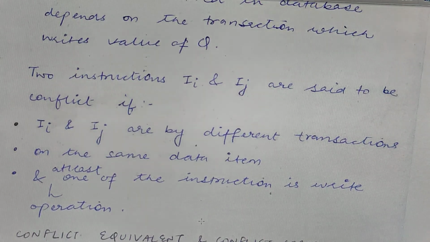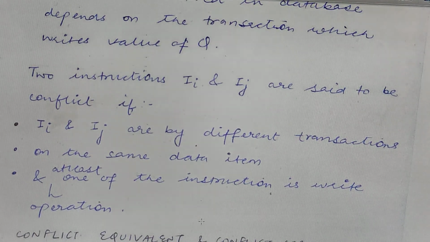If I am reading the record of the student with roll number 1 and you are writing the record of the student with roll number 2, then there is no issue because these are two different items. The problem is when we both are working on the same data item, right?